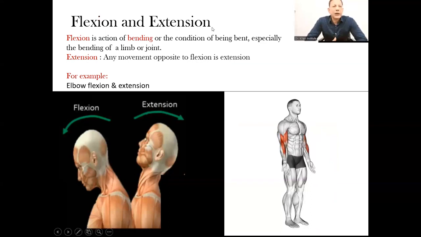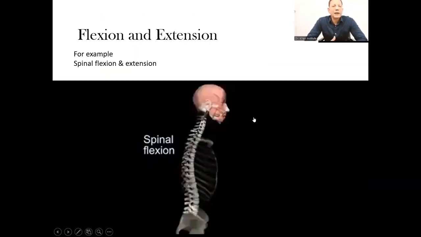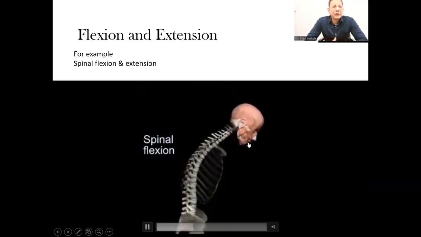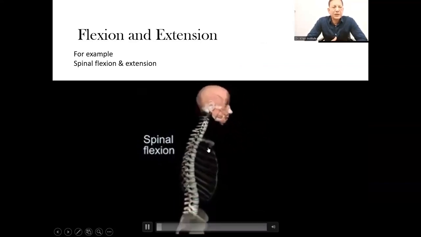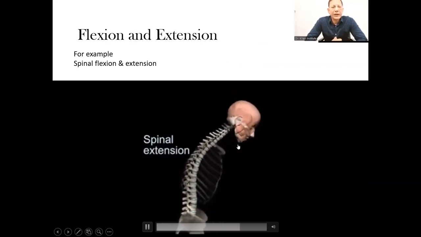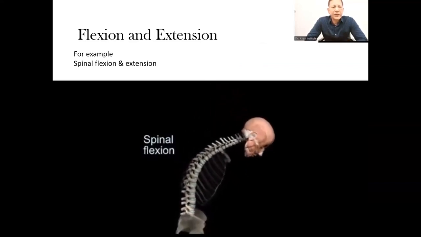Flexion and extension. Flexion means any action of bending, especially bending of a limb or a joint. Any movement opposite to flexion is considered to be extension. Like you can see, this is spinal flexion, bending down of the spine, and then in the opposite direction is spinal extension.